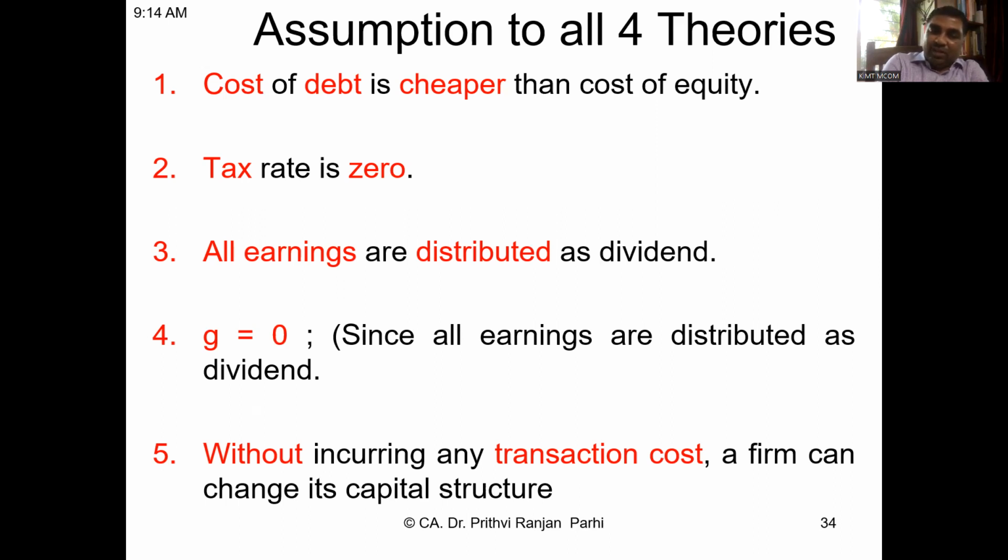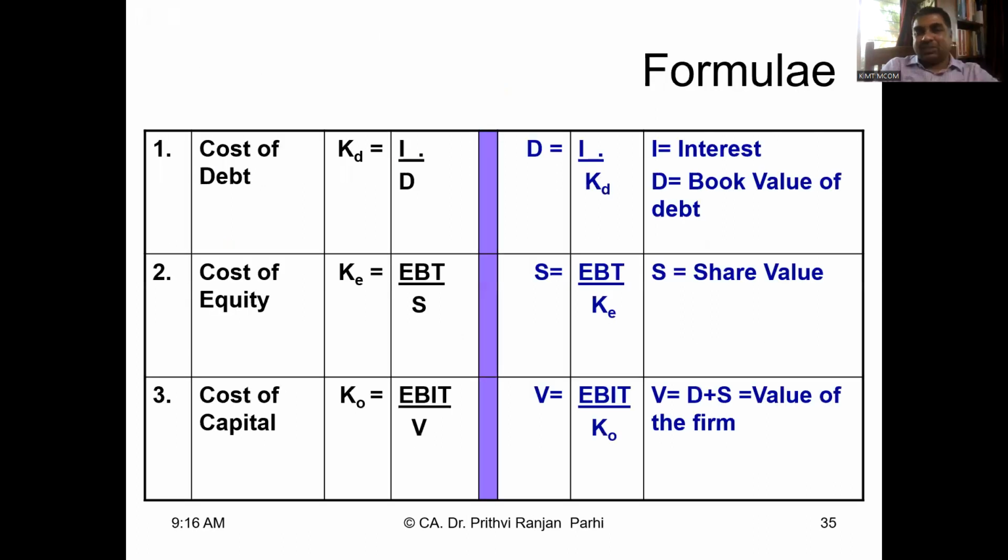Then the theory also assumes that without incurring any transaction cost, a firm can change its capital structure. That means if you want to convert debt into equity, or if you want to introduce more debt by reducing equity, if you want to make this kind of changes, it will not involve any transaction cost. So that you can freely decide what kind of capital structure you would like to change. Right? These are the assumptions.